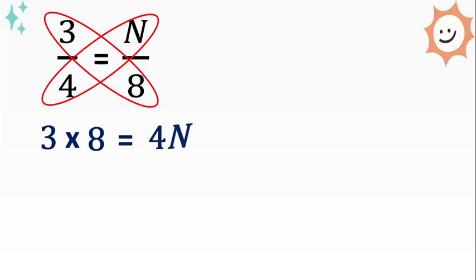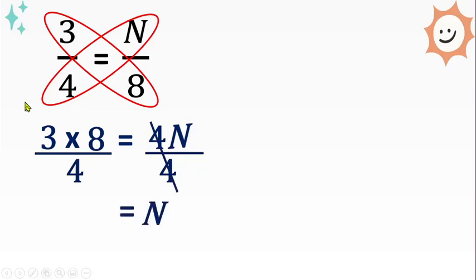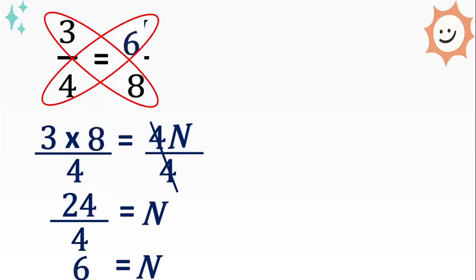Then, divide natin sa both extremes and means. Kanino? Doon sa partner ng n. So, si 4. So, dito, i-cancel uli natin si 4. Ang matitira ay n. 3 times 8 is equal to 24, then divide it by 4. So, n equals 24 divided by 4 equals 6. So, si n ang magiging 6.